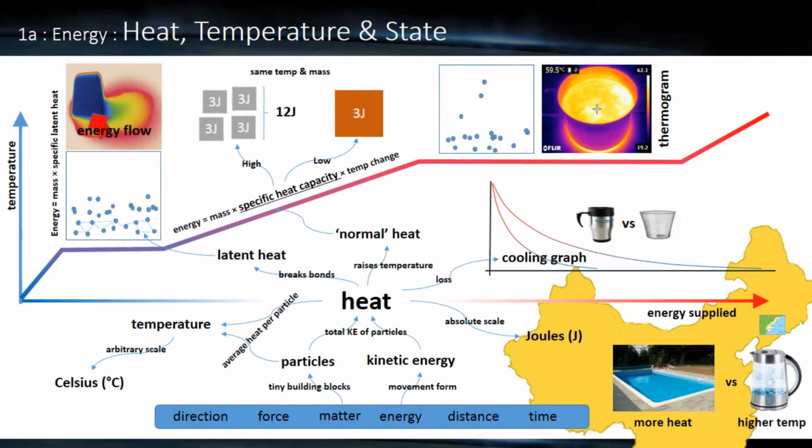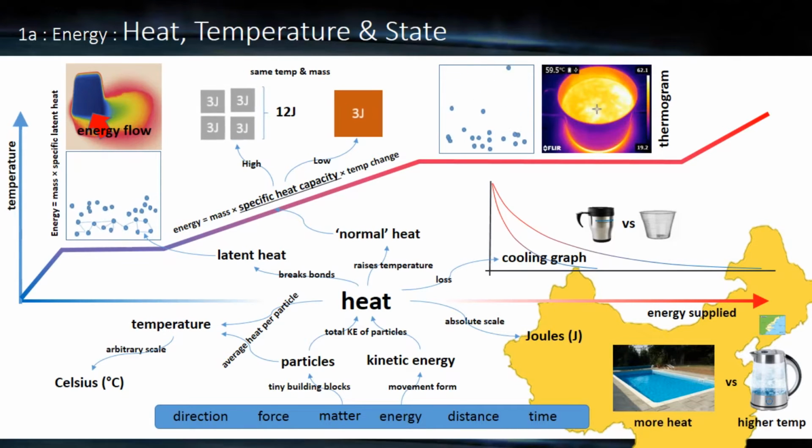Now, we also have the idea of temperature. Temperature is the average heat per particle, and that's the crucial difference. It's per particle. We have the Celsius scale, which we're quite familiar with over here, to measure temperature. Now, over here on the right of your picture, we have a little illustration of the difference between the two.